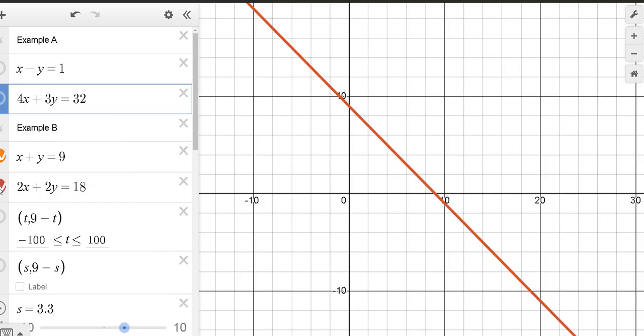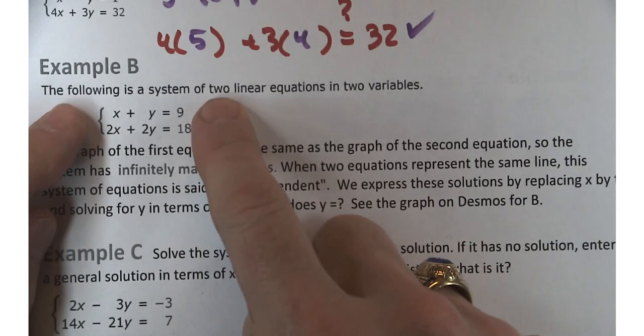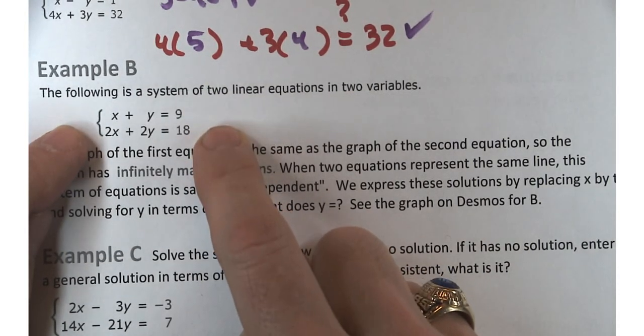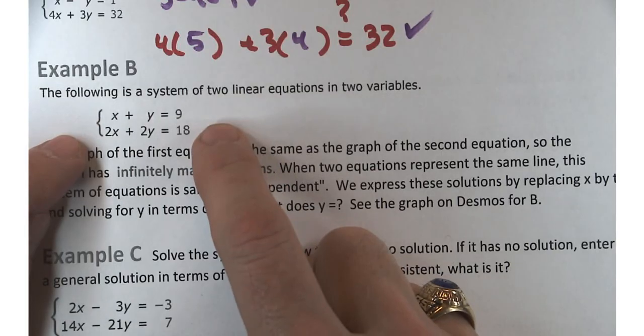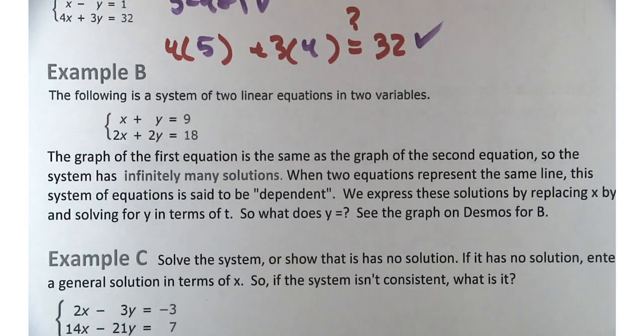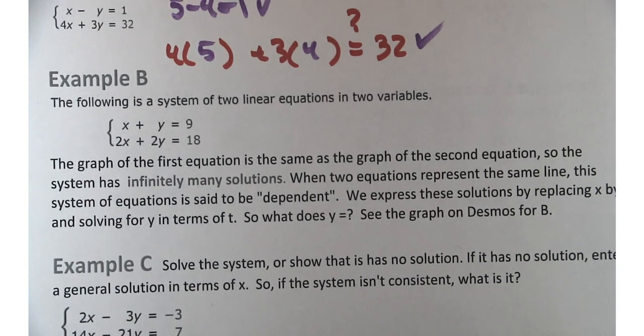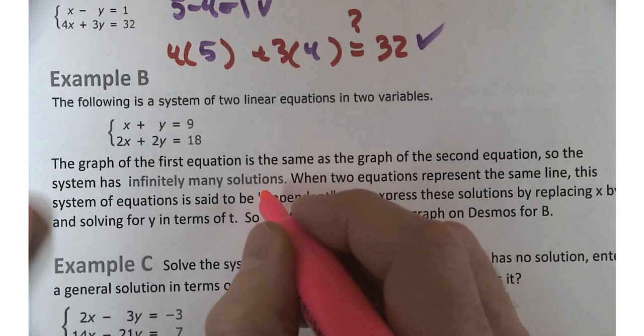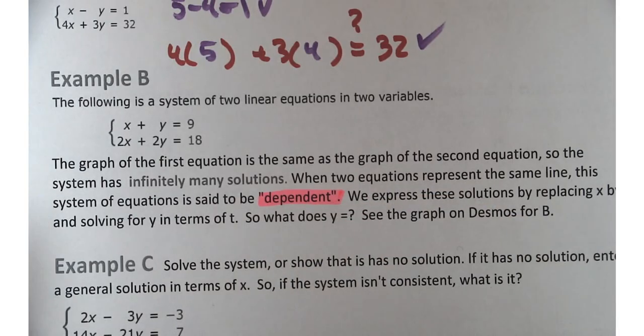What's happening with this second equation when I try and graph it? Yeah, it's the same as the first equation. In fact, if you look at this, can you see the relationship between these two equations? The second one is just twice the first one, right? So they're essentially the same equation, even though they look a little bit different. Now, if you have two graphs that represent the same equation, then your system of equations is said to be dependent. So this is a dependent system.